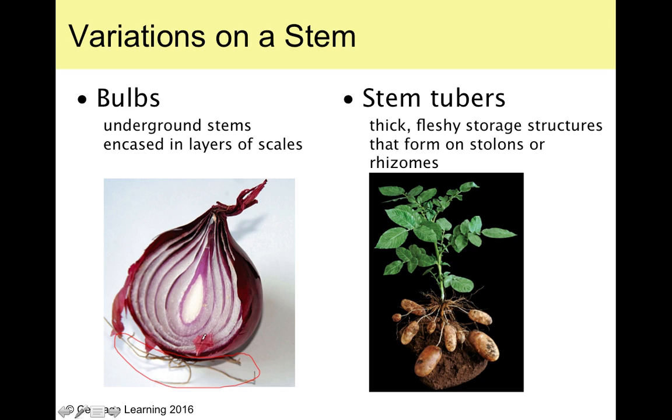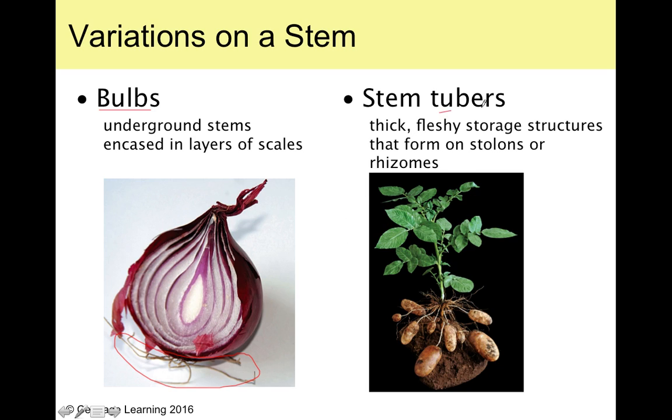And it is encased in layers of these scales. That's what makes a bulb a bulb. And it's energy storage for next year in the onion's life when it would grow another stem that would produce flowers and seeds. We just normally pull it out of the ground before it gets that opportunity and use that bulb as food or flavoring, things of that nature.